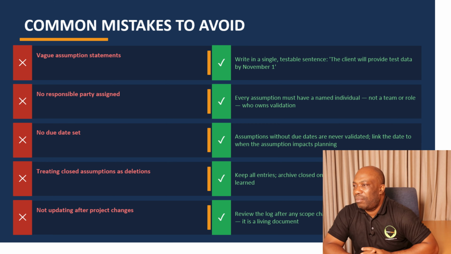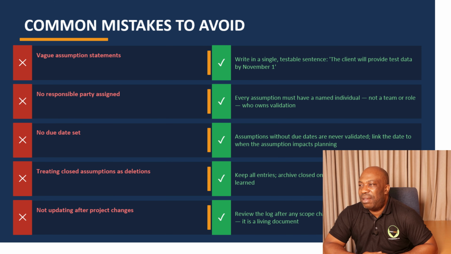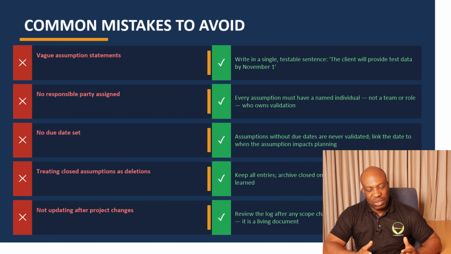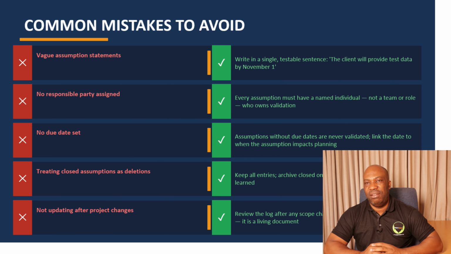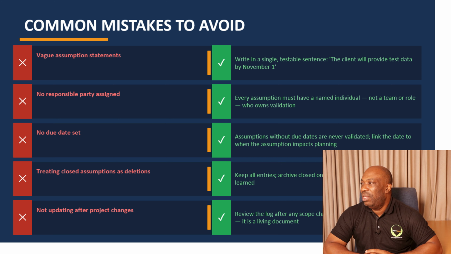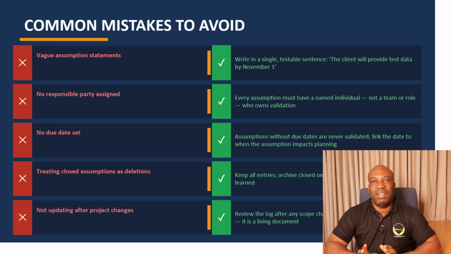So the first mistake is to have vague assumption statements. Like I said, you should have very clear statements when it comes to assumptions. What assumption are you talking about? It must be very clear. Don't use any vague statements. So how do you avoid that? You need to write a single, testable sentence. For example, the client will provide test data by November 1st. Very clear. Nothing is vague there.